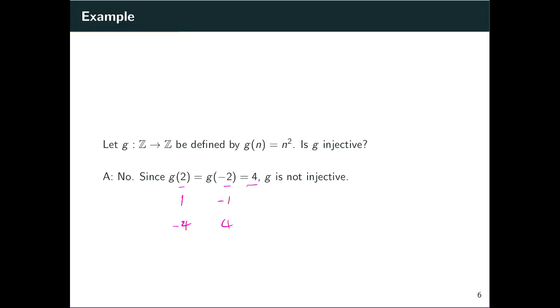So in some ways, proving something's injective is maybe harder, but sometimes it's difficult to find two different numbers. So sometimes proving something's not injective can be difficult depending on the function.